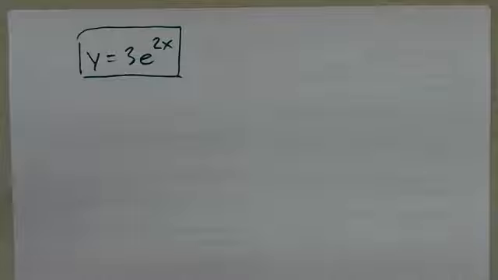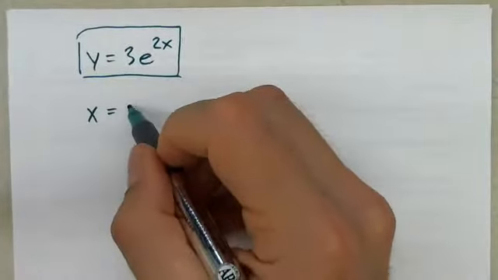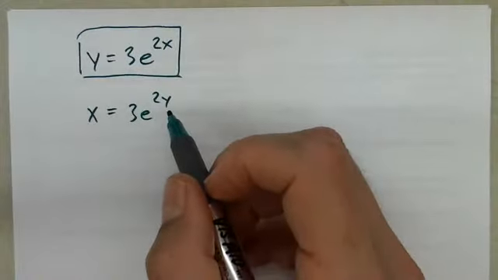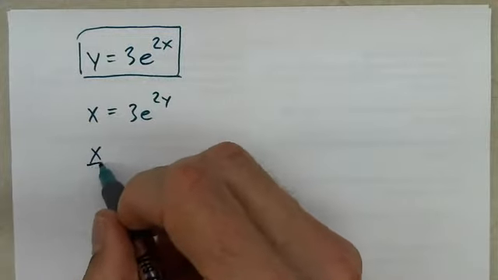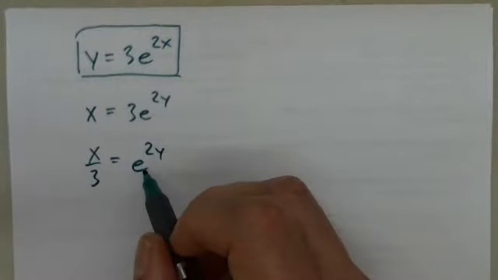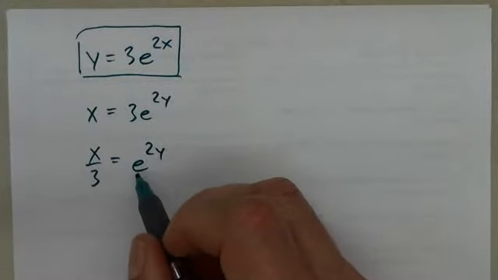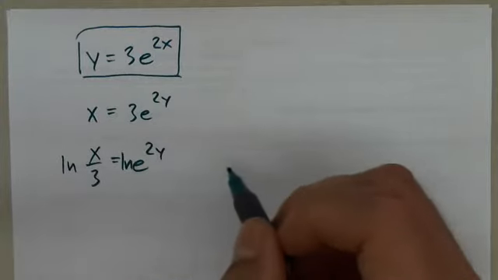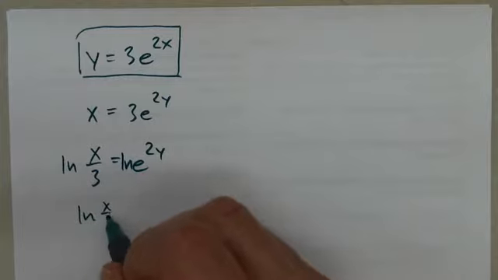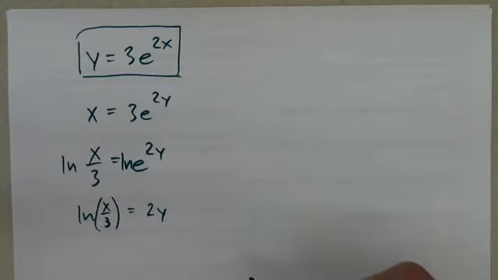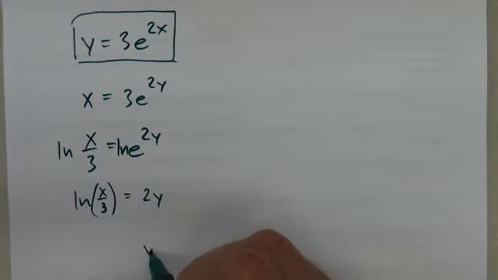Find the inverse of that. Pause. Switch the x and the y. And we want to get y by itself. Divide by 3. We don't want e. We don't want 2. Let's get rid of the e first. And that will be with natural log. Divide by 2.